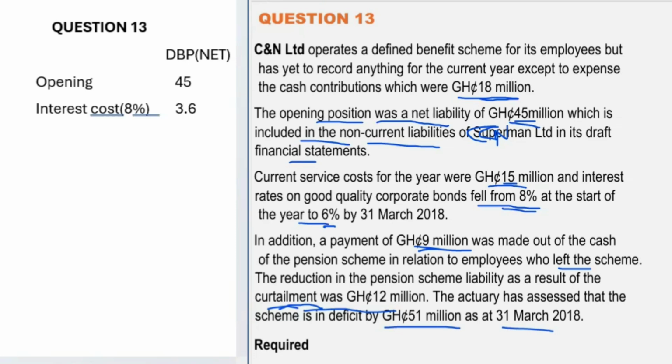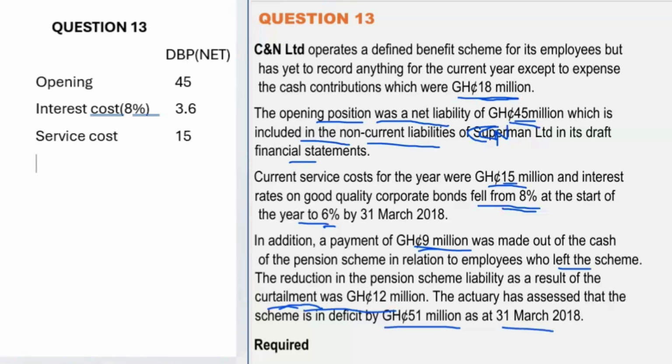Then we have service cost. Current service cost is 15 million. So the question, just scan through, we're to that service cost. Service cost is 15 million, which is added to the net. If you remember, we added it to the net because the net is a liability and service cost increases the liability.